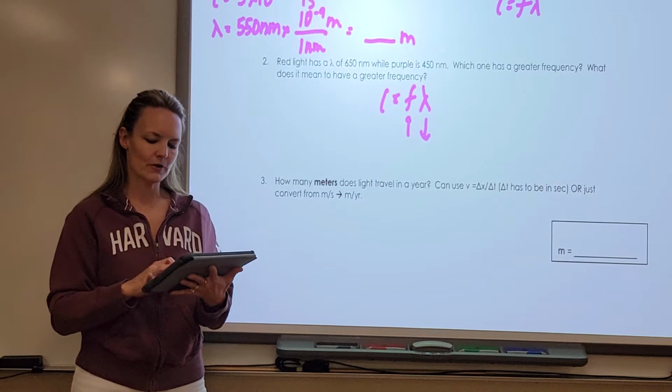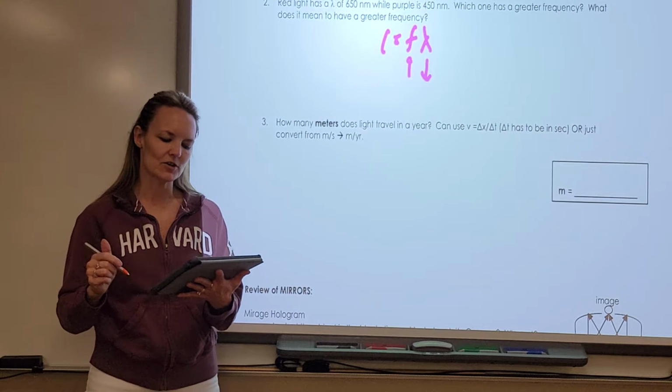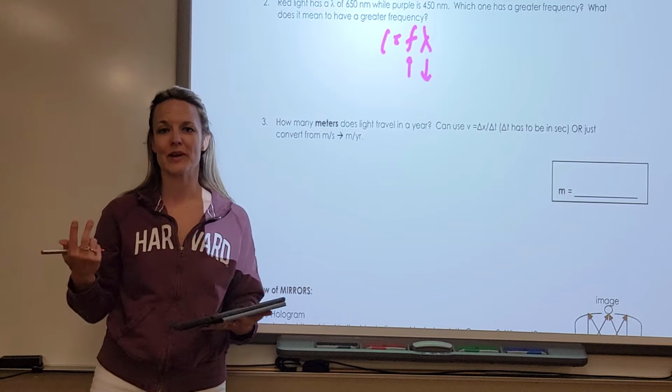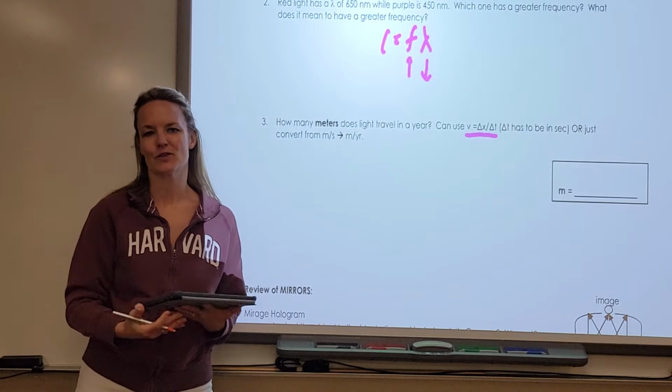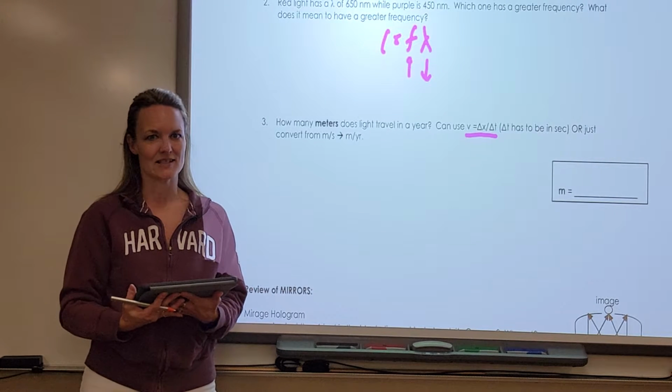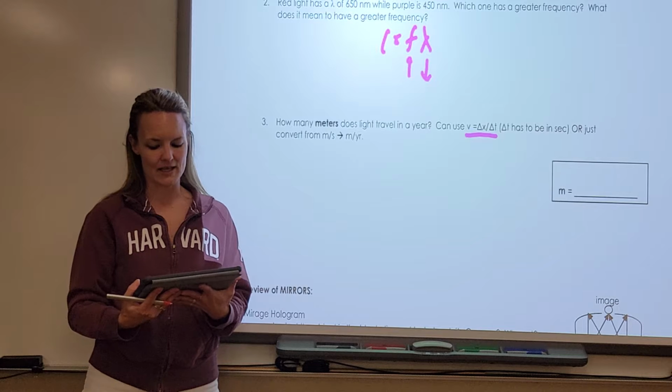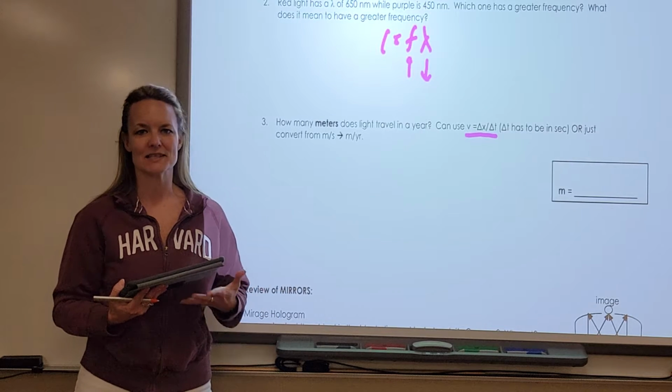And then finally for number 3, how many meters does light travel in a year? There's 2 ways to solve this. You can use an equation, V equals delta x over delta t, because light travels at a constant speed of 3 times 10 to the 8th. You just have to make sure your time is in seconds.